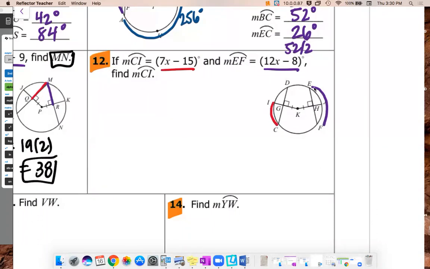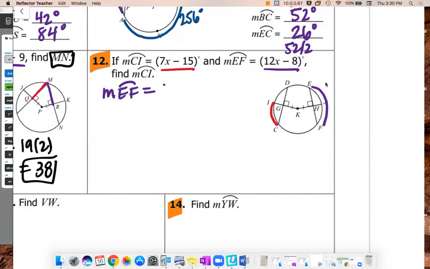So what that tells me is that if I take this purple arc, this EF, and I divide it by 2, then it should be the same amount as CI. Or you could do it in reverse. You could take this CI and double it and make it equal to this. But I like making my numbers smaller. So I'm going to take measure of EF and I'm going to divide it by 2.